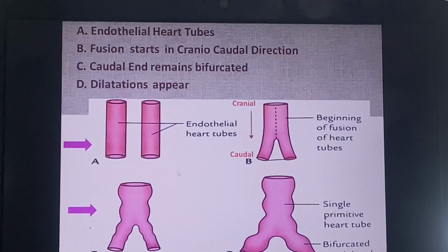Now later on what is happening? Certain dilatations appear. You can see the tortuosity is starting at this level, so that leads on to the formation of certain dilated portions in the heart tube. So this is the single heart tube, which is in the caudal portion. These are the bifurcated caudal ends.